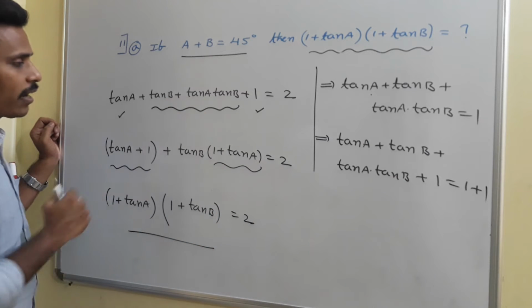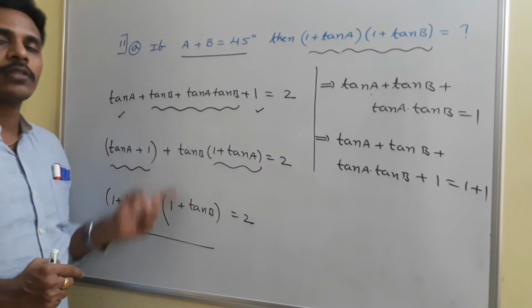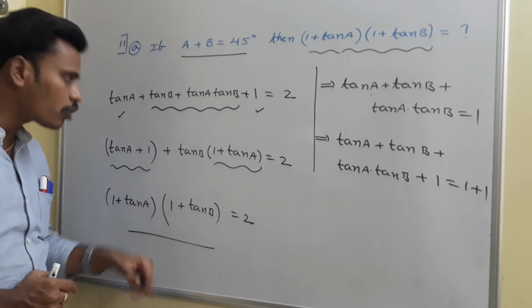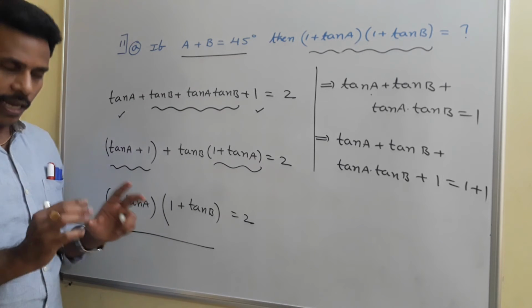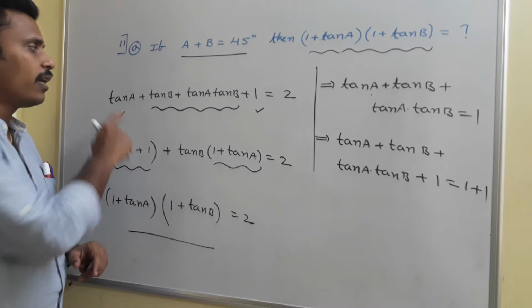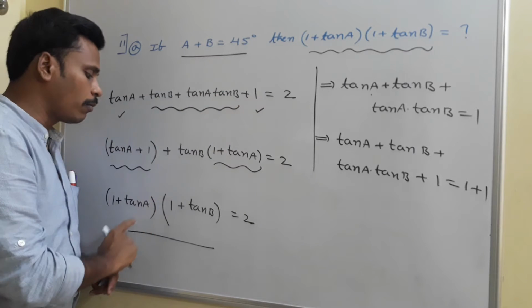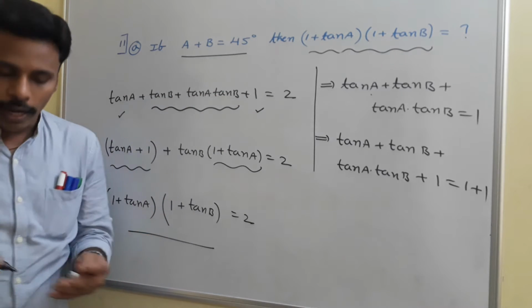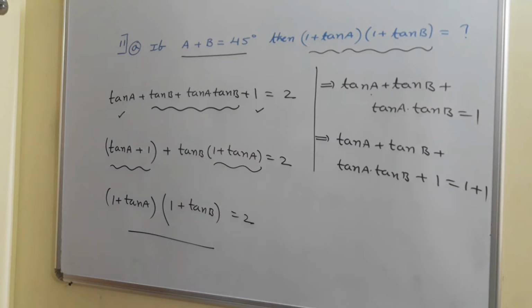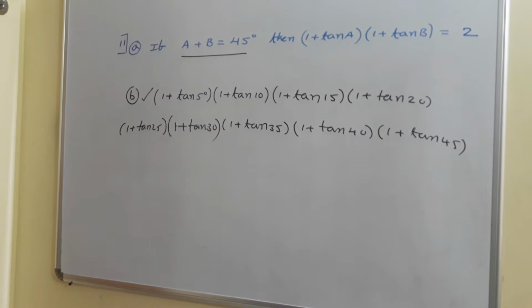This is usual factorization. If you feel any discomfort in this factorization, you just go with back multiplication. In any way, you need to identify that the sum of these 4 terms is nothing but the product of these two. So at the end, if A plus B is equal to 45 degrees, 1 plus tan A into 1 plus tan B is 2. Okay. 11b. We need to calculate the value of this product.